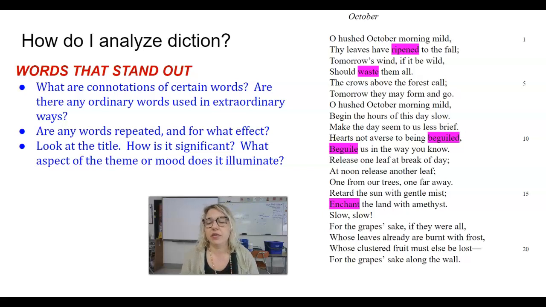In lines 10 and 11, we have the word beguile, which is an interesting word. I think that you could work with it in the same way that I just explained ripened and waste. And then the word enchant, too, in line 16, I think. The title is good to look at when we're analyzing diction in poetry. And, of course, October is an obvious title for this poem since the speaker is speaking directly to the month, as it is an apostrophe where the speaker is acting as if the month were an animate being.